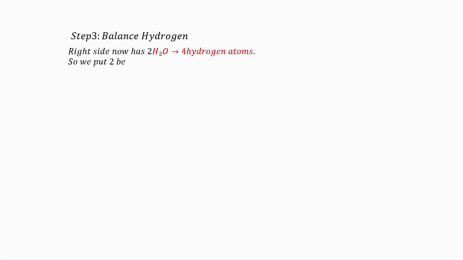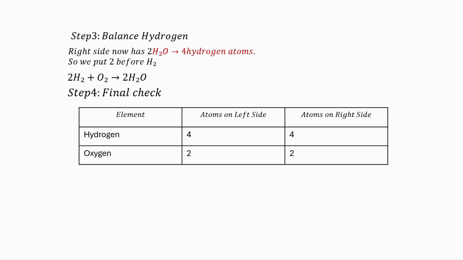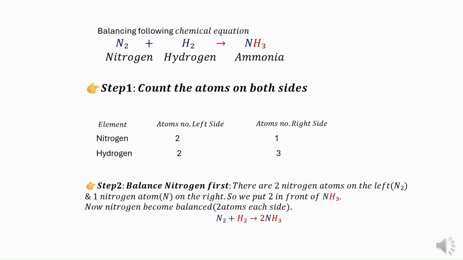Step 3. Now we balance hydrogen. Since to balance oxygen on the right we already put 2 in front of the water molecule, which results in 4 atoms of hydrogen on the right, we balance hydrogen on the left by putting 2 in front of hydrogen gas, which gives us 4 atoms of hydrogen. Step 4. Final check. Hydrogen is 4 on the left and 4 on the right. Oxygen is 2 on the left and 2 on the right. Therefore the equation is balanced.